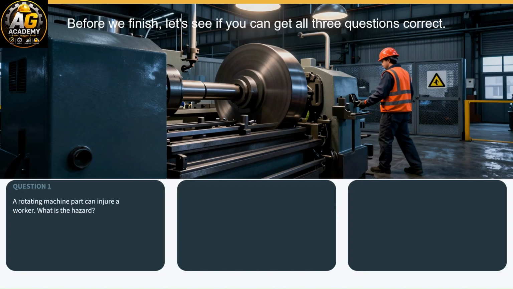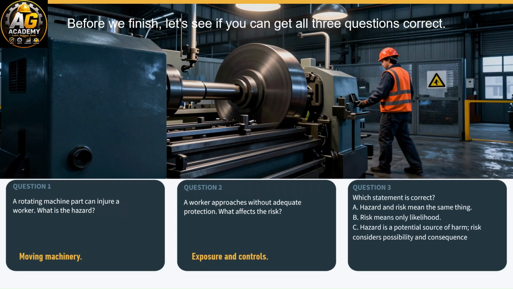Question 1. A rotating machine part can injure a worker. What is the hazard? Moving machinery. Question 2. A worker approaches without adequate protection. What affects the risk? Exposure and controls. And question 3. Which statement is correct? C. A hazard is a potential source of harm. Risk considers possibility and consequence. How many did you get right?